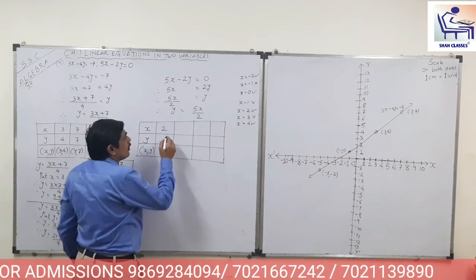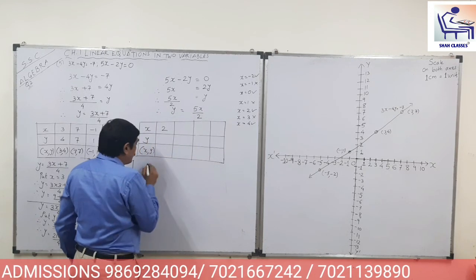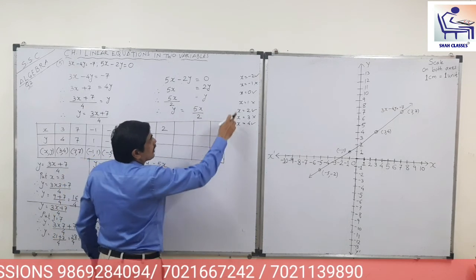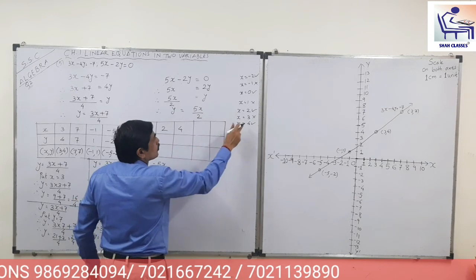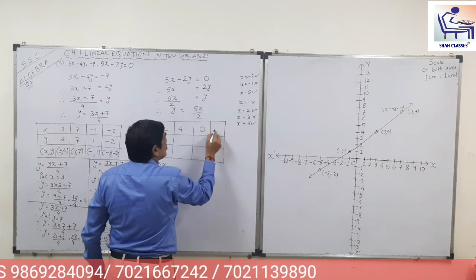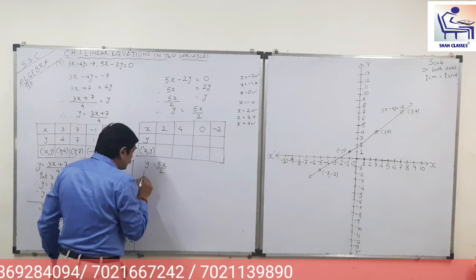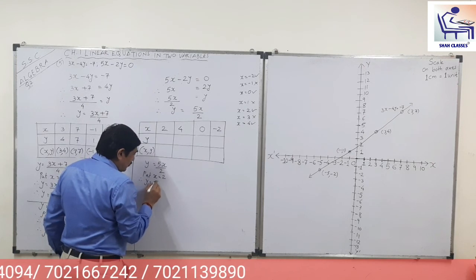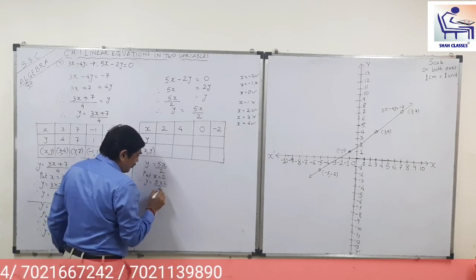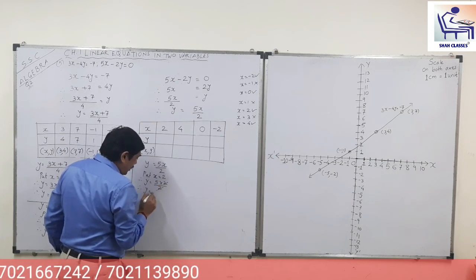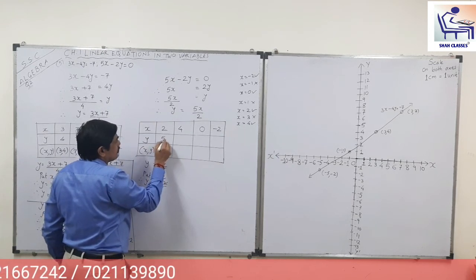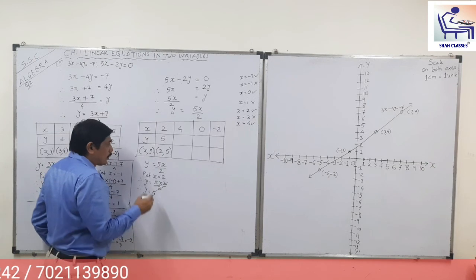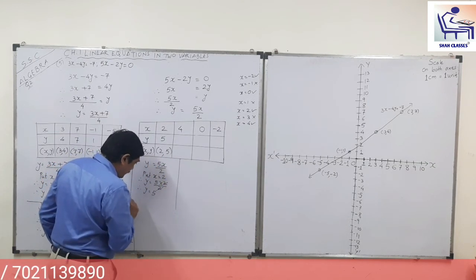Now in this, the first value, y is equal to 5x upon 2. I have decided the four values: 2, 4, 0 and minus 2. Here we are getting these 4 values. Put x is equal to 2, cancel. So y is equal to 5. We got the coordinates of the first point as 2 and 5. Your x coordinate is 2 and y coordinate is 5.